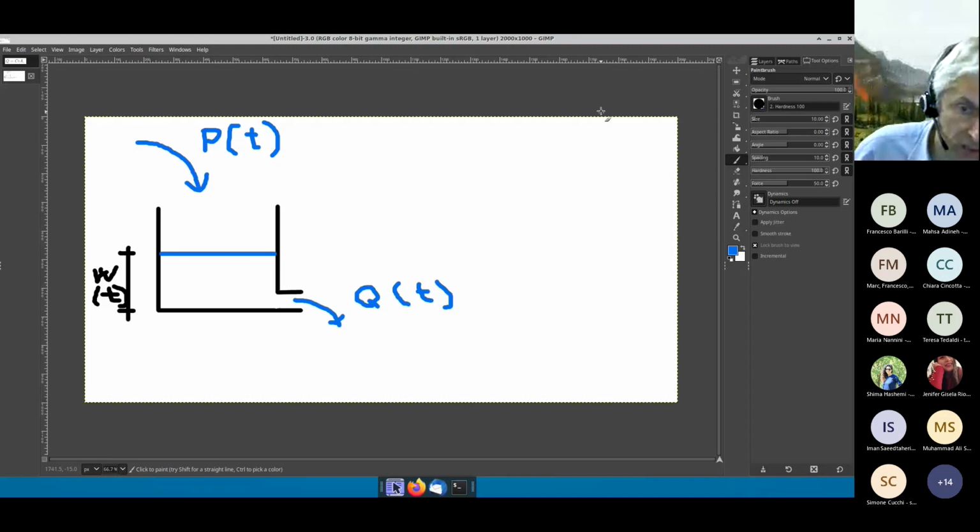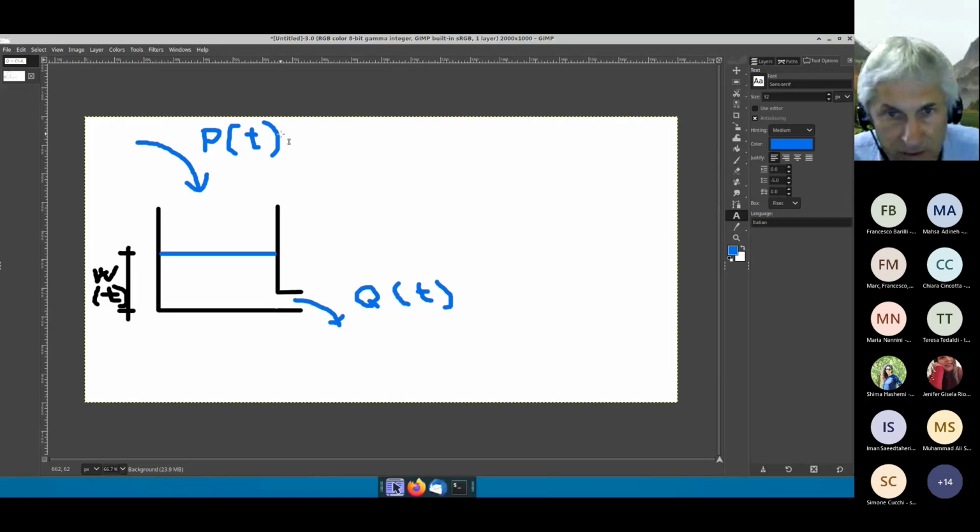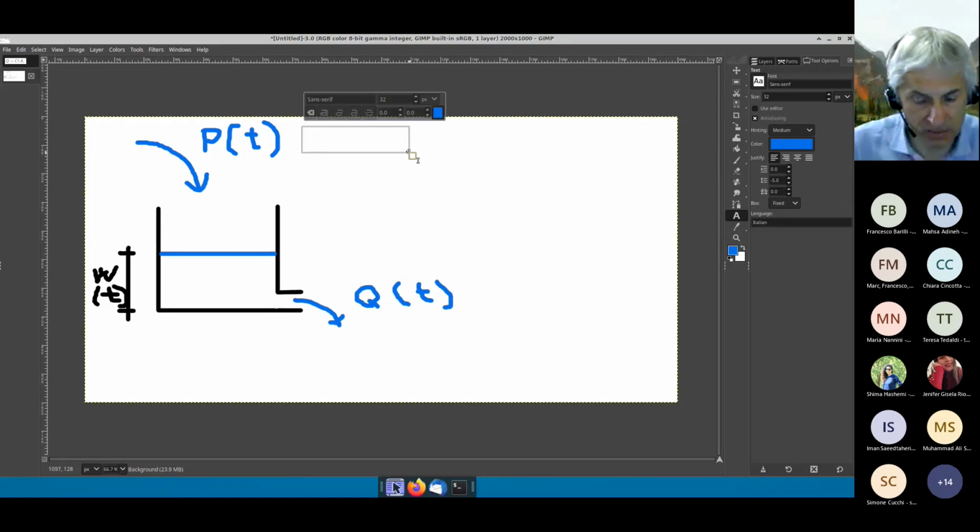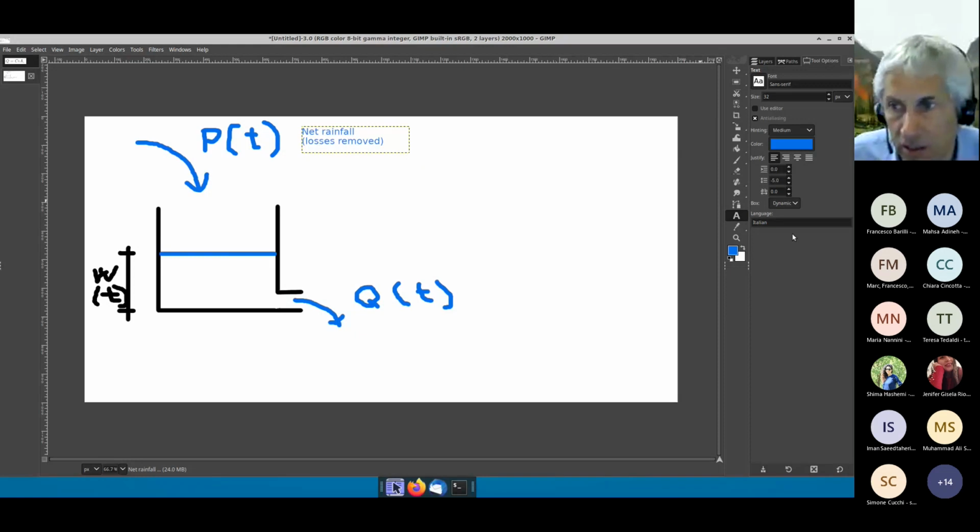Let's assume that the rainfall that comes into here is net rainfall. So it's net rainfall. What does it mean, net? It means that losses have been already removed. So, losses removed. Perfect. So this is net rainfall. That's fine.